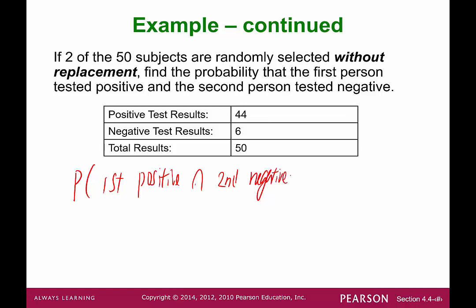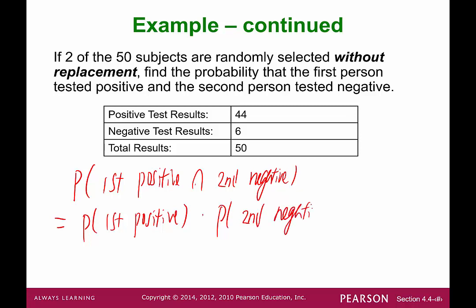So again, are they independent? We're assuming they are dependent. So for the first positive result, using the multiplication rule, it is the probability of the first positive times the probability of the second negative. First positive will be 44 over 50. For the second negative, since we're picking one, there are already 49 subjects remaining. Now we have 6 negative test results, so 6 over 49.